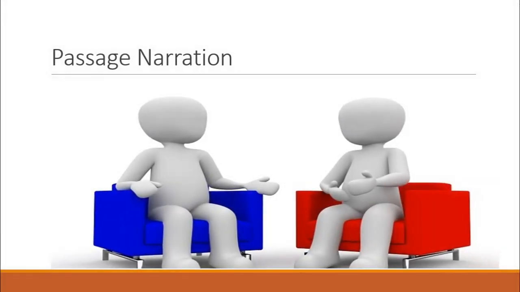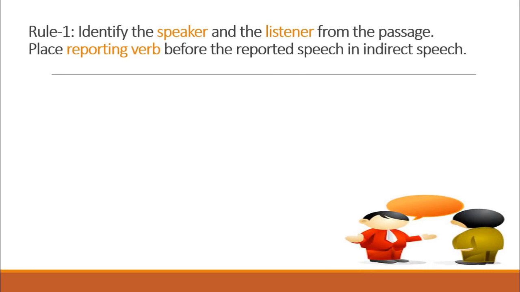In this lesson, we are going to talk about passage narration. You will find this type of narration in your board exam. In my previous lessons, I talked about the basic rules of changing speech from direct to indirect. In this lesson, I will focus on some techniques that will help you change a passage from direct to indirect. Rule number 1 is to identify the speaker and the listener from the passage. Place the reporting verb before the reported speech in indirect speech.